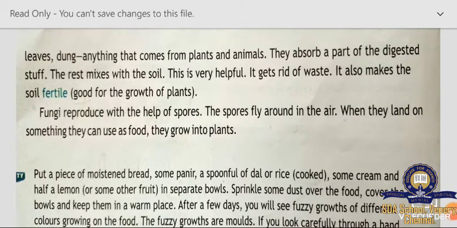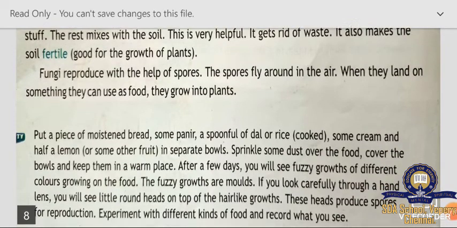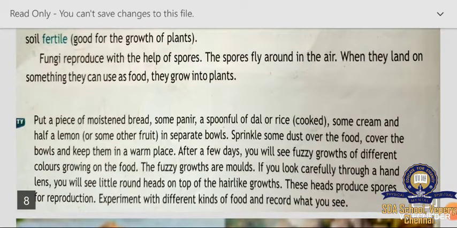The rest mixes with the soil. This is very helpful. It gets rid of waste. It also makes the soil fertile. Fertile, good for the plants to grow.